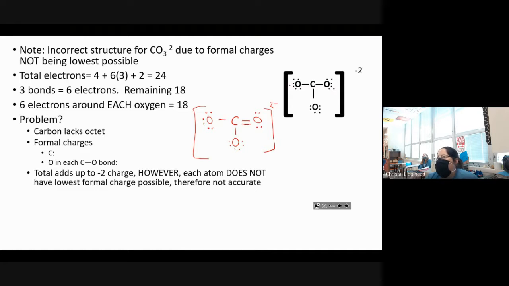Now let's try to figure out what the formal charges are on these. For carbon, carbon should have how many? 4. Carbon has how many? Remember, when we do what it has, we count the bonds as how many? 1. So 1, 2, 3, 4. So its formal charge is 0.